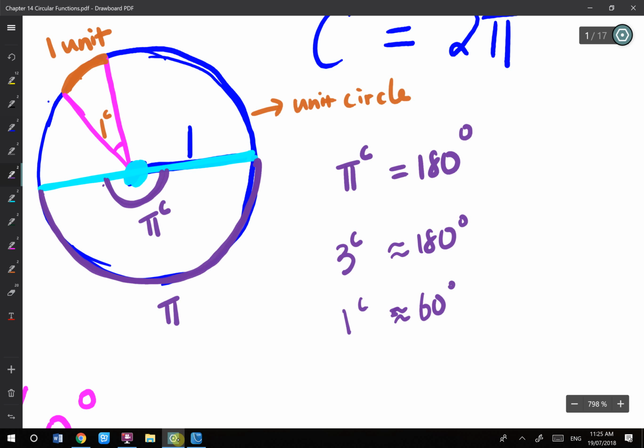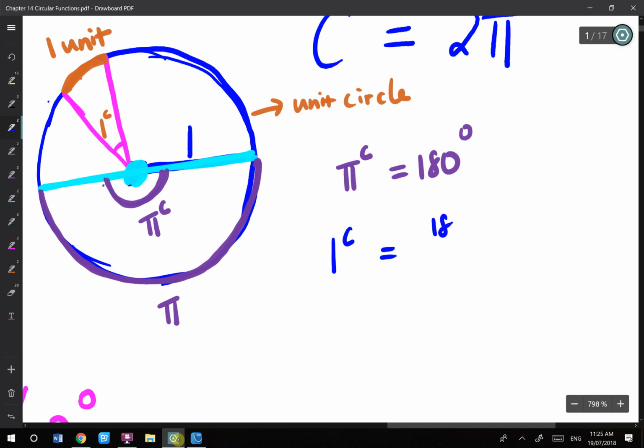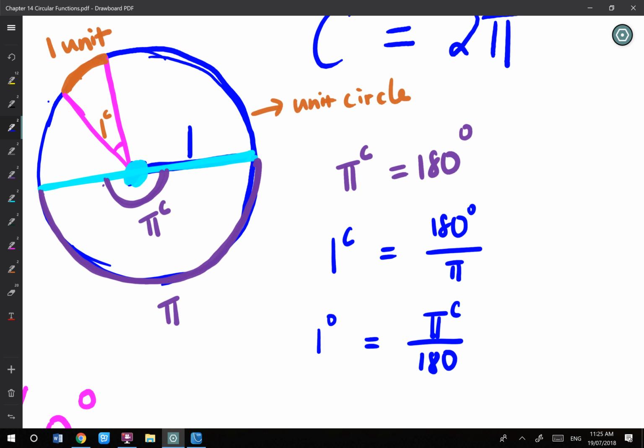So what's the actual relationship? You can see 1 radian equals 180 degrees divided by pi. And 1 degree equals pi radian divided by 180. That's the relationship you must remember, and that's how we convert between degree and radian.